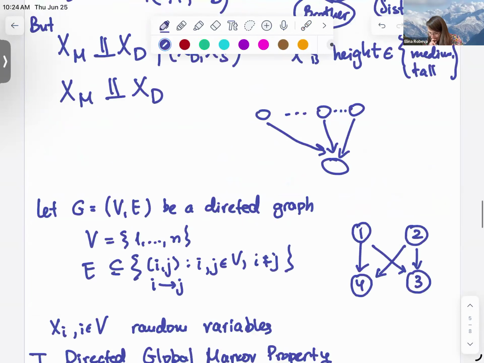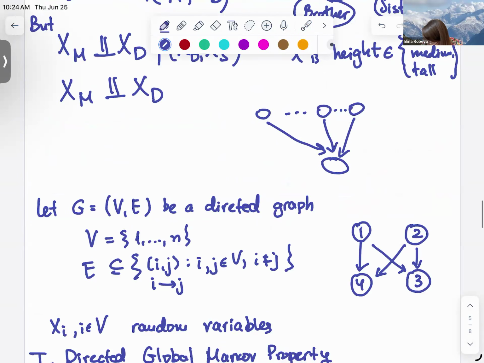Okay, so here in the definition, I forgot to mention that the graphs that we're looking at are actually always going to be acyclic. So I'm going to add this here. We need it for the next definition. We're going to look at acyclic graphs.